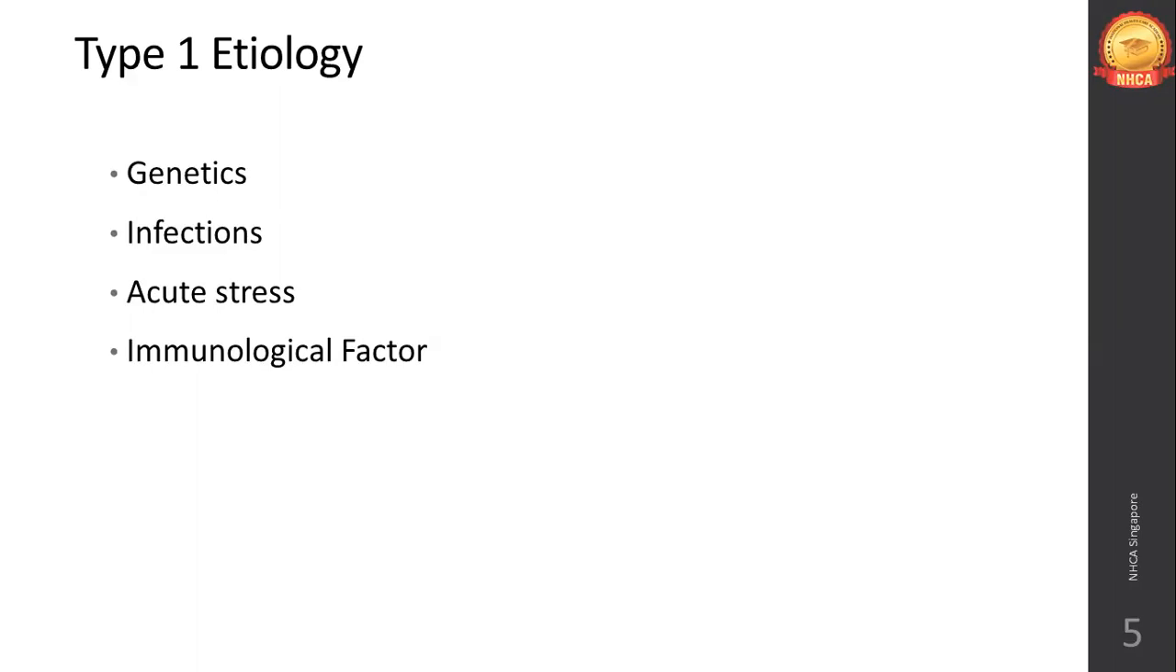Then immunological factors. It is a slow autoimmune disease where your own immunity attacks the beta cells of the islets of Langerhans, which produce insulin, and that's why you get type 1 diabetes. So this is the etiology of type 1 diabetes. Etiology means causes, what leads to this condition.